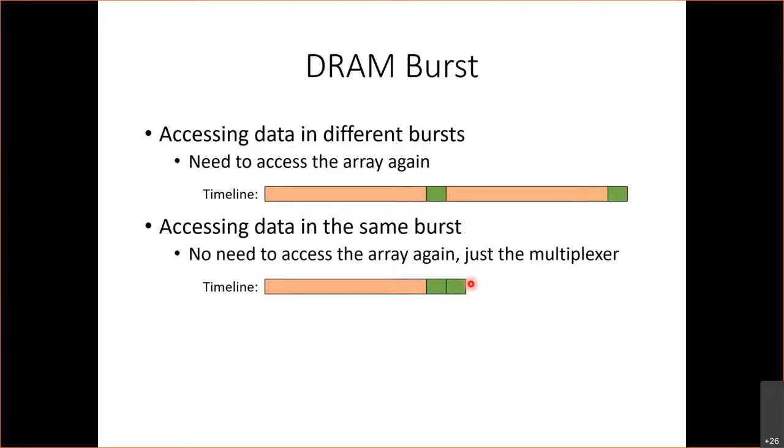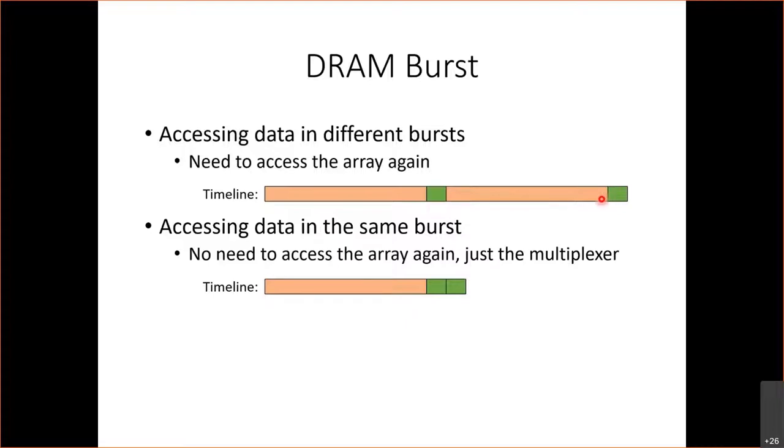But don't you have the same clock time? Sorry? Doesn't it depend on the clock? So every time you read, it's a clock tick. So of course, there are clocks involved here. I don't want to get into that. But the time that it takes for me to change the mux to get another part of the burst is much less than the time, or there are far fewer clock cycles to do that than the clock cycles I need to wait in order to do this whole sense amplification and this whole read from the DRAM.